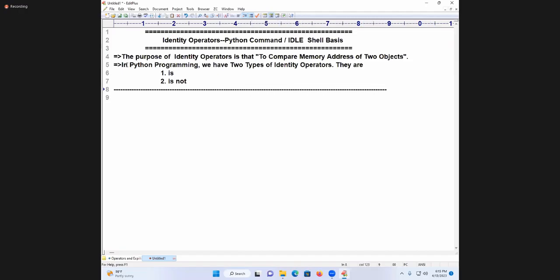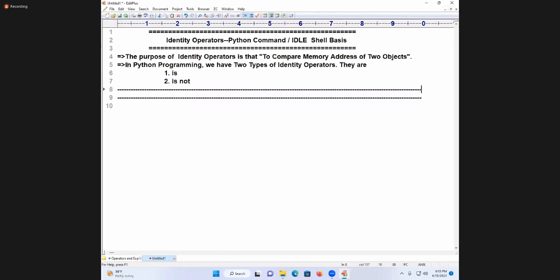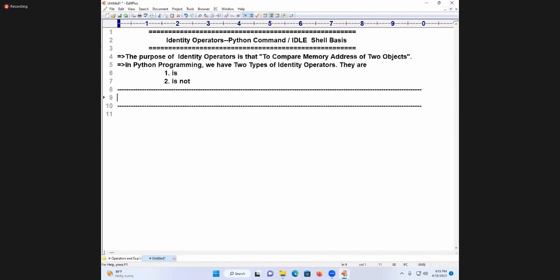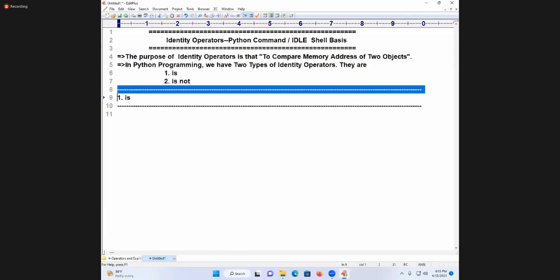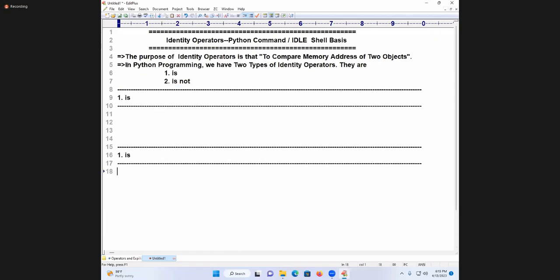First we'll talk about is. Later we'll go for is not. Easy, not difficult. So I am going to write the syntax of is: object 1 is object 2.